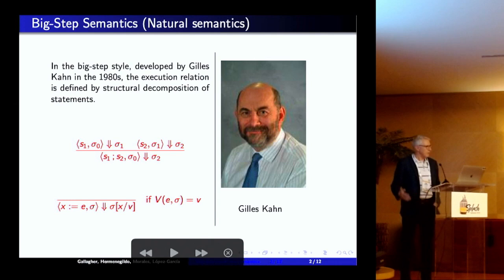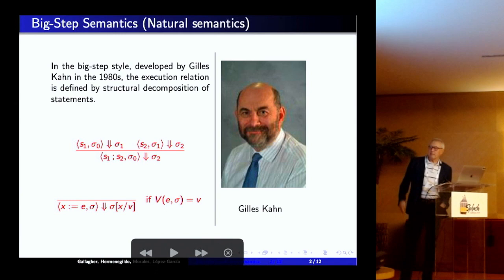Big step semantics was developed by Gilles Kahn in the 1980s as a kind of proof theoretic approach to operational semantics, and it's based on structural decomposition of statements. So the classical example is statement composition in an imperative language. I use a long straight arrow in the paper, but I think it's clearer on the slides to have a down arrow for the big step and a straight arrow for the small step.